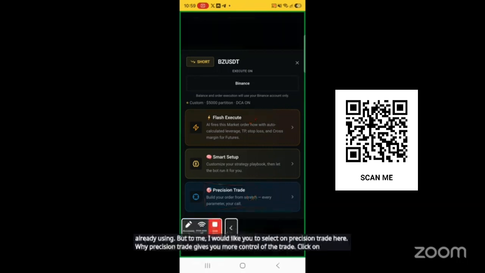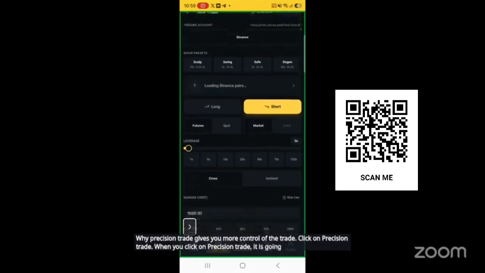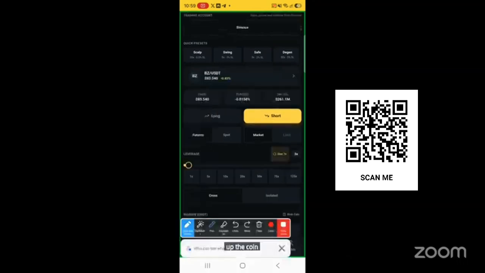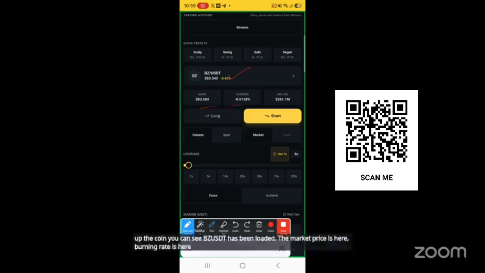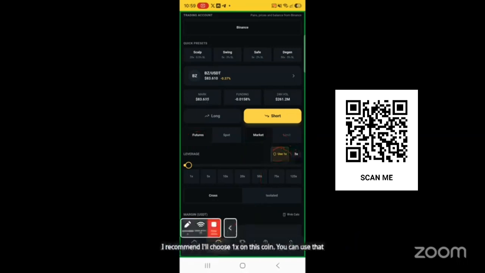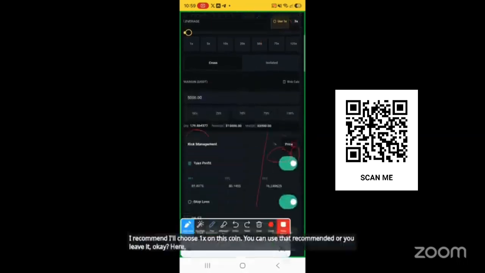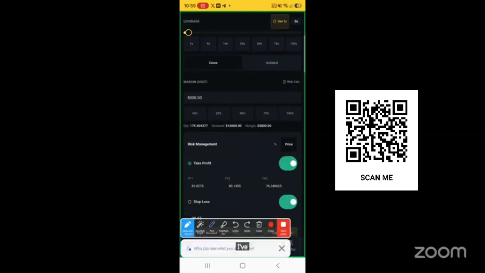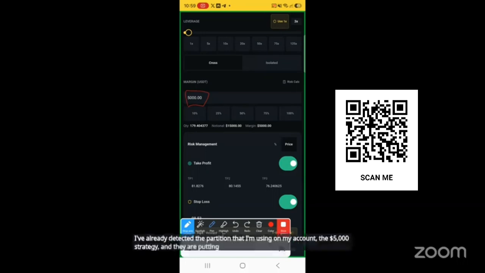Click on precision trade. When you click on precision trade, it is going to open and load up the coin. You can see BZUSDT has been loaded. The market price is here, funding rate is here, 24 hour volume is here, and it is a short. Everything is preloaded for you. Even the leverage, if you look here, futures is selected, leverage is already put at 3x. It is recommended to use 1x on this coin. You can use that recommended or you leave it. On the amount, it has already detected the partition that I'm using on my account, the $5,000 strategy, and it is putting in the amount. But you can change the amount.